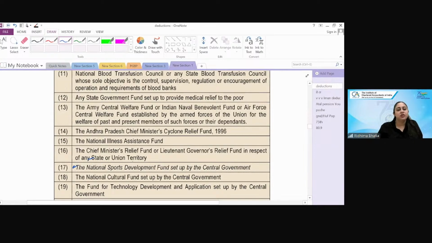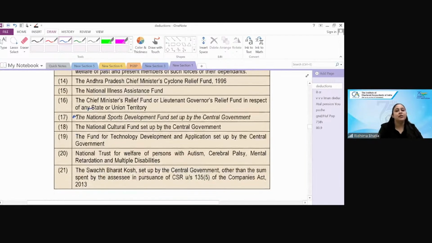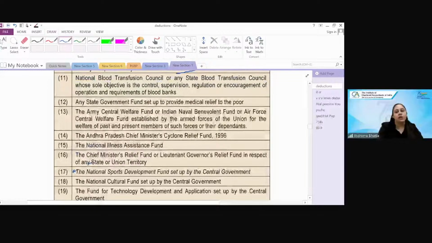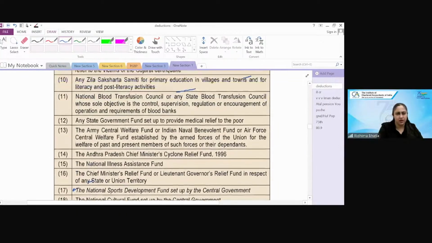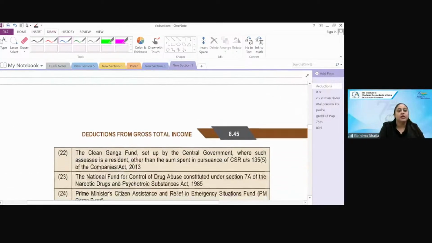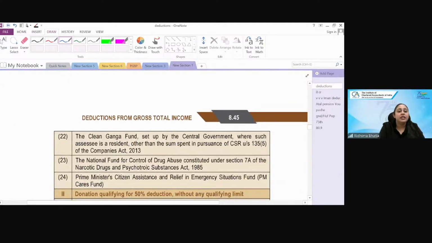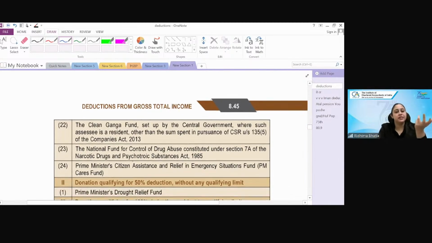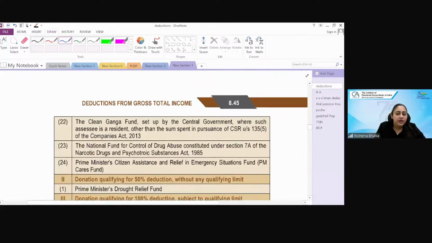Then there is National Cultural Fund. Then there is Fund for Technology Development and Application. If you look, everything is Central Government, national, except Gujarat and one more, Zilla Samikshi. Everything is national. Swachh Bharat Kosh, Clean Ganga Fund, National Fund for Drug Abuse, and Prime Minister CARES Fund, everyone's favorite, is covered here. And in the 50% category there is only one, the Prime Minister's Drought Relief Fund, and nothing else.